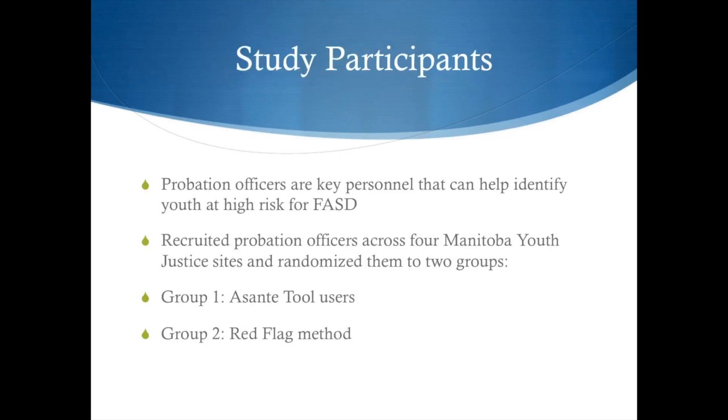So our study participants were probation officers. These are key personnel who can help identify youth at high risk for FASD. We recruited probation officers across four sites throughout Manitoba and randomized them to two groups. So group one would use the Asante tool to screen for FASD, and group two would use their current method, the red flag method.